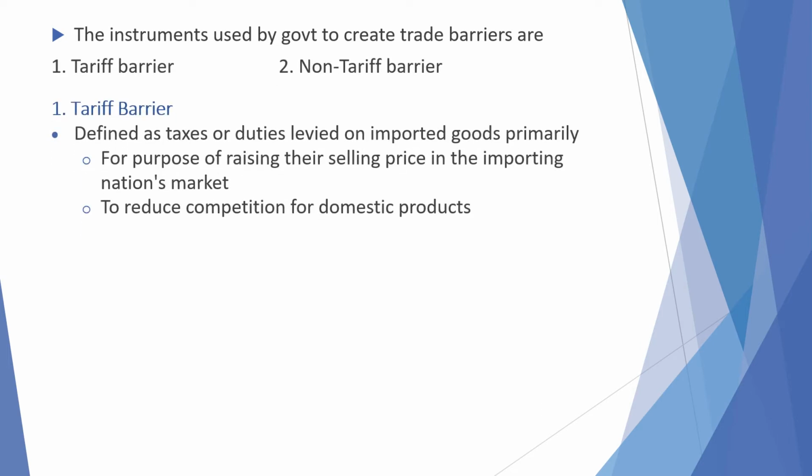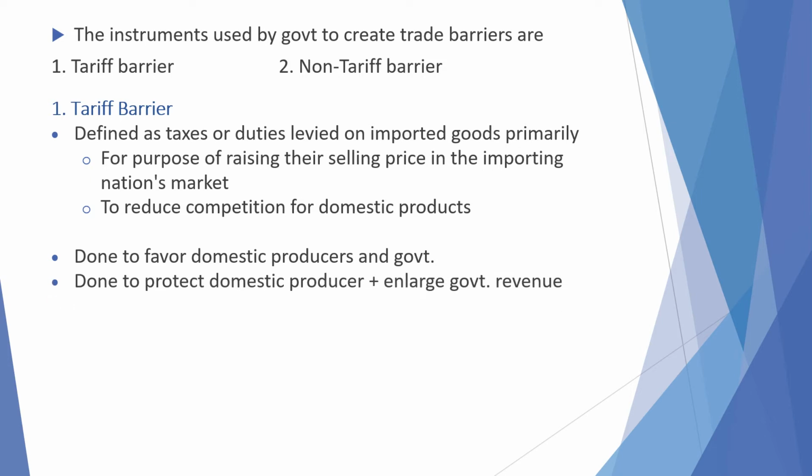Talking about first tariff barrier, it is defined as the tax or duties levied on the imported goods primarily for the purpose of raising their selling price in the importing national market to reduce the competition for the domestic product. It is done to protect the domestic producer and also to enlarge the government revenue. There are two types: import duties and official prices.